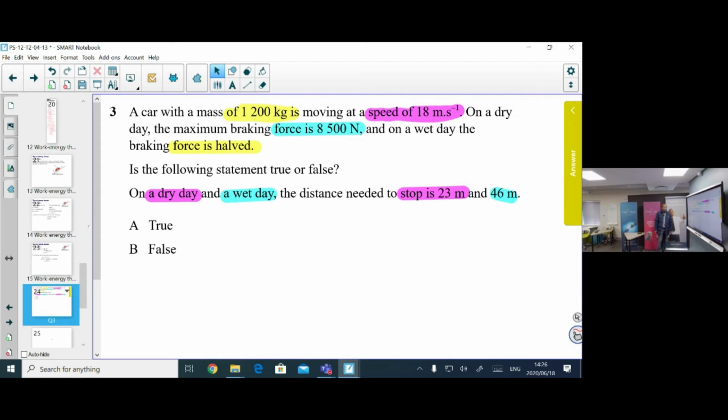A minute to go. A minute to finish. Time up.